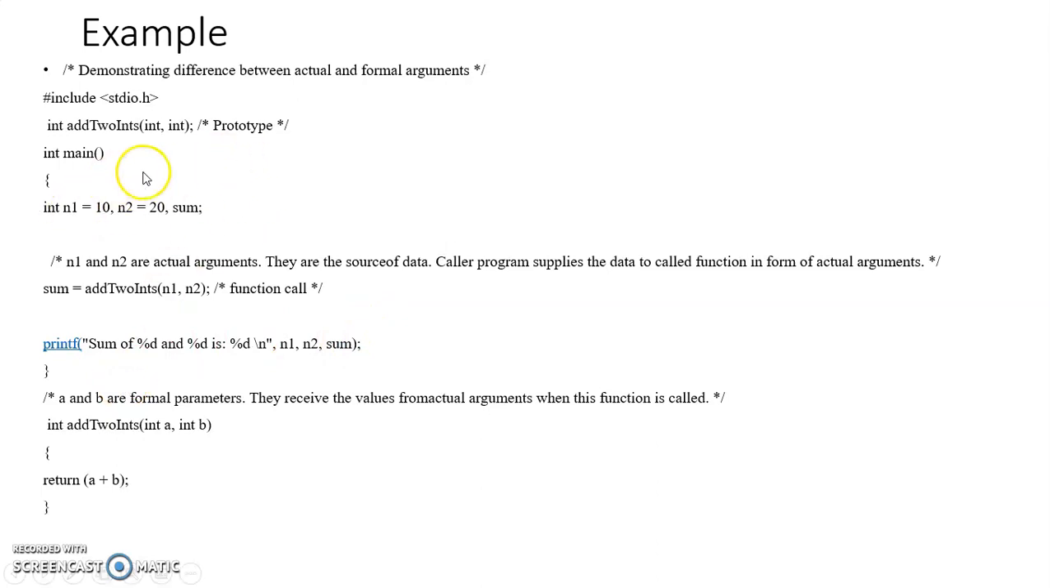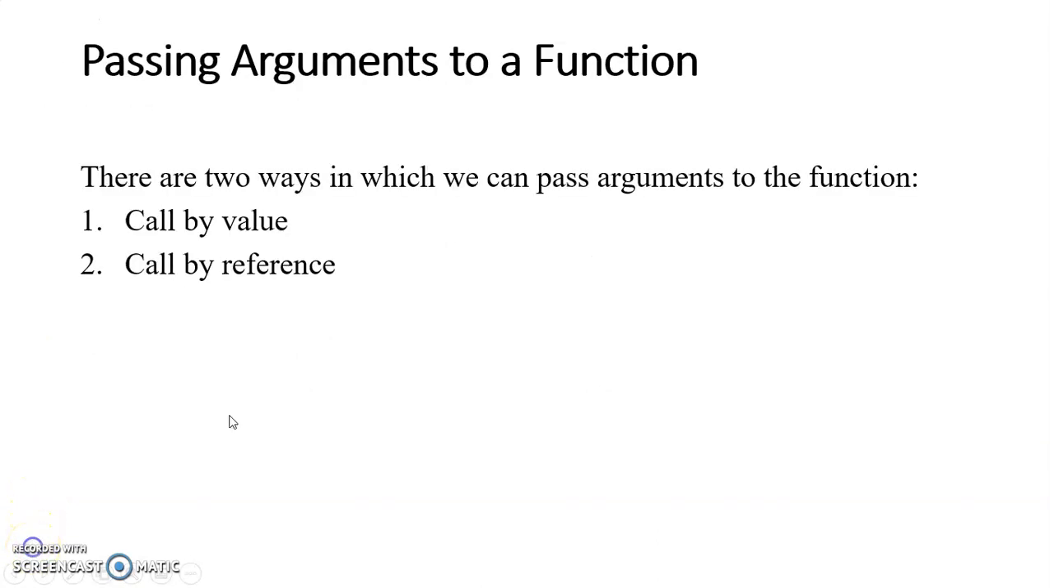So this is just a simple example of what exactly the actual and formal arguments are. Here n1 and n2 are the actual parameters and a and b are the formal parameters. Everyone getting this? Now we are moving to the next part, that is call by value and call by reference.